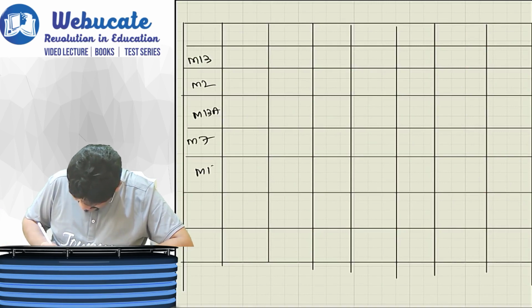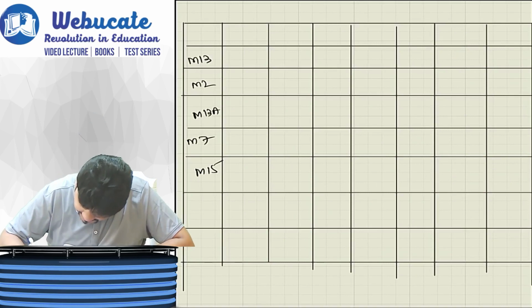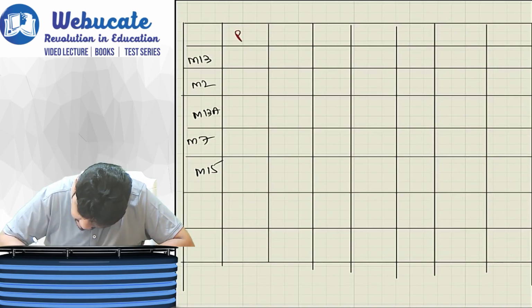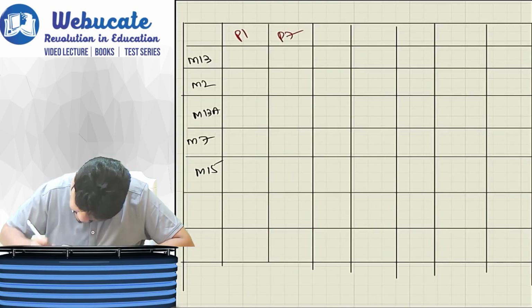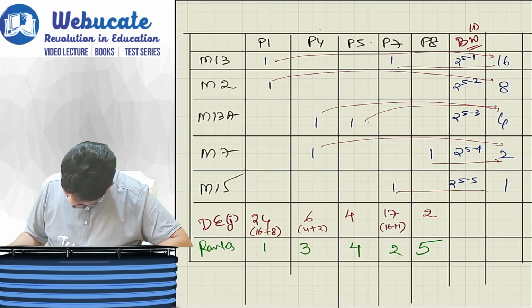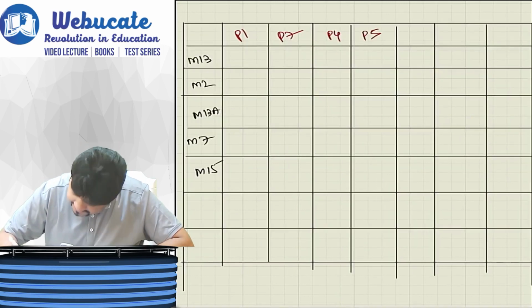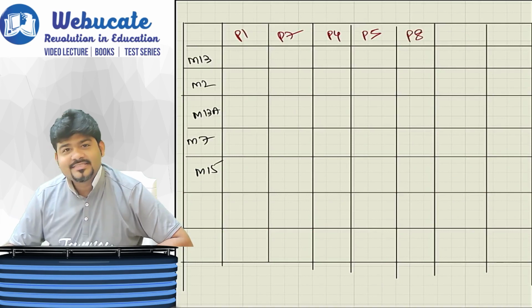Because the rankings have changed, now rank 1 is for P1, so we can write here P1. Rank 2 is for P7. Rank 3 is for P4. Rank 4 is for P5. Rank 5 is for P8. Did you understand?